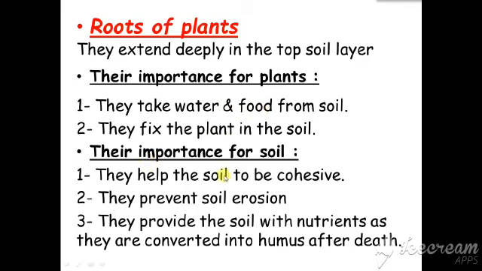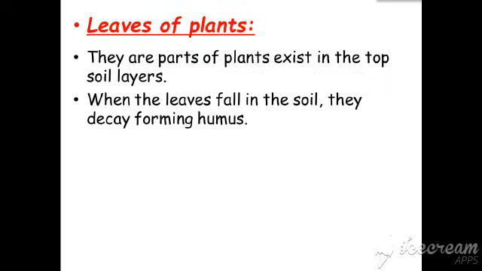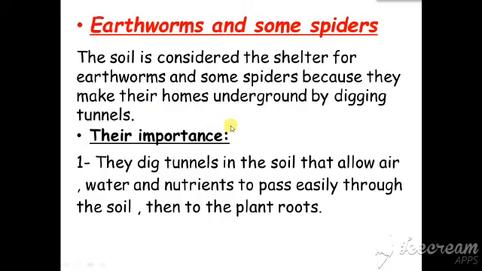And there is another importance for the soil because they help the soil to be cohesive, they prevent soil erosion, and they provide the soil with nutrients as they are converted into humus after death. Leaves of the plants are part of the plants existing in the topsoil layer. When the leaves fall in the soil, they decay, forming humus.